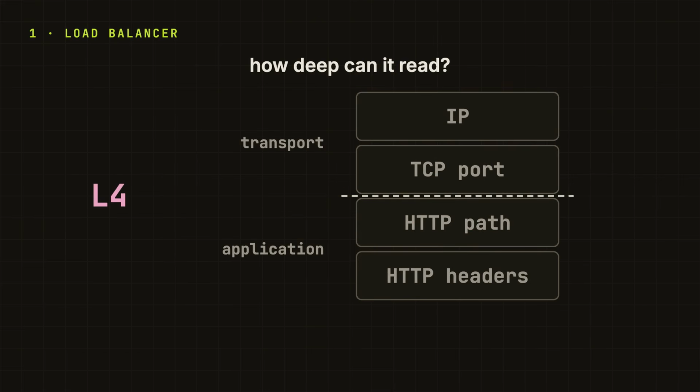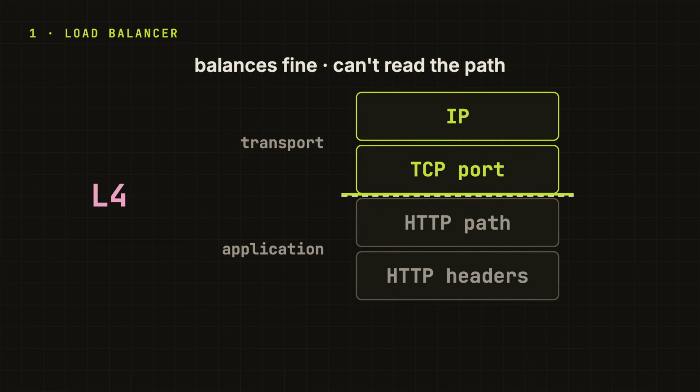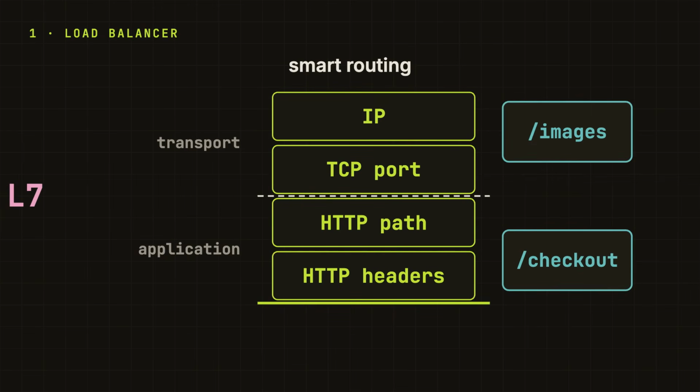An L4 load balancer works at the transport level. It only looks at IP addresses and ports, so it is very fast, but not very smart. An L7 load balancer works at the application level. It can actually read the request, the path, the headers, so it can do smart routing, like sending slash images to one group of servers and slash checkout to another. L4 is fast, L7 is smart.